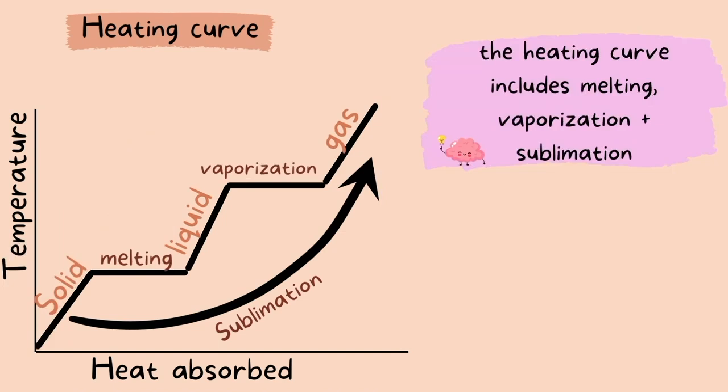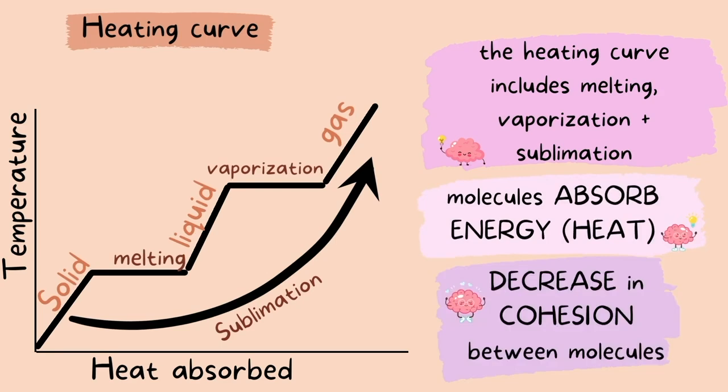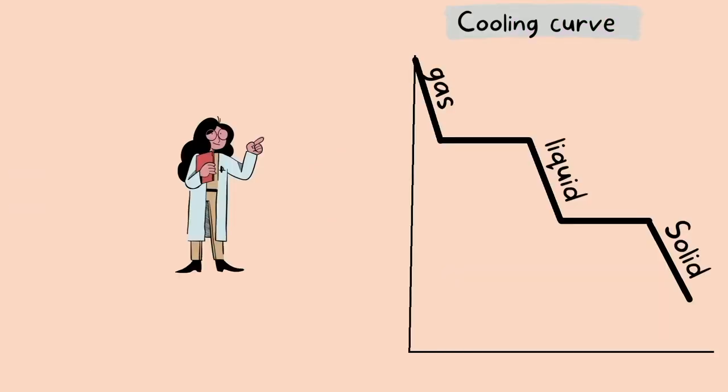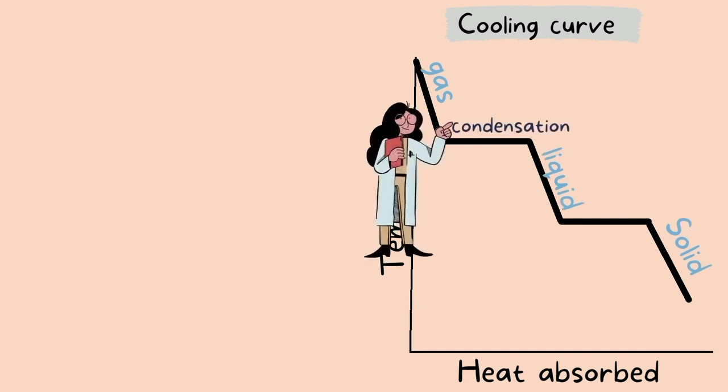So remember, in a heating curve, molecules are absorbing heat and cohesion between molecules decreases. Now let's look at a cooling curve. In our cooling curve, the molecules are going to be releasing heat, and this is what's going to make them cooler. So here we have condensation. During condensation, molecules are releasing heat and getting cooler. This cooling of the molecules makes them more compact and come closer together.